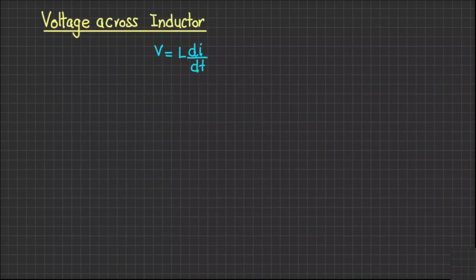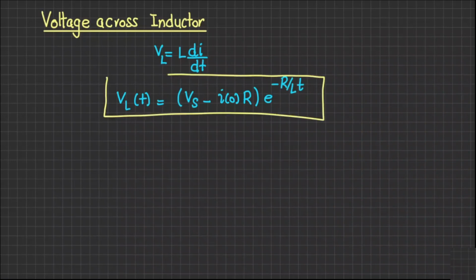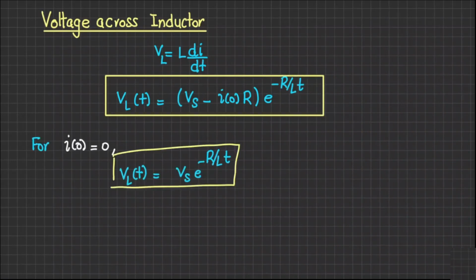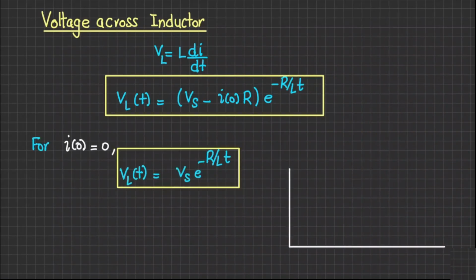From the expression of the current, the inductor voltage can also be derived. We know that the inductor voltage is given by VL equal to L di by dt. Taking the derivative of the current expression with respect to time and simplifying, we get the following. If the initial current is 0, the inductor voltage jumps to Vs at t equal to 0 and decays to 0 as time progresses.